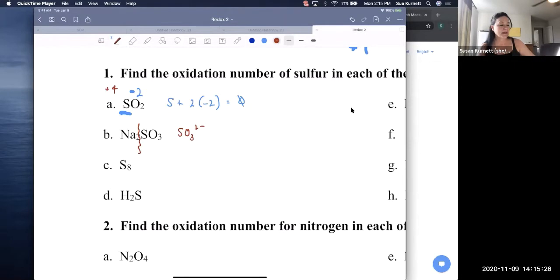So when I separate them into cations and anions, I have to let the charge show. Sulfur plus 3 oxygens adds up to the new charge, which is -2. Each oxygen is an oxide. And so sulfur - 6 equals -2. Add 6 to both sides. Sulfur in sulfite is +4.